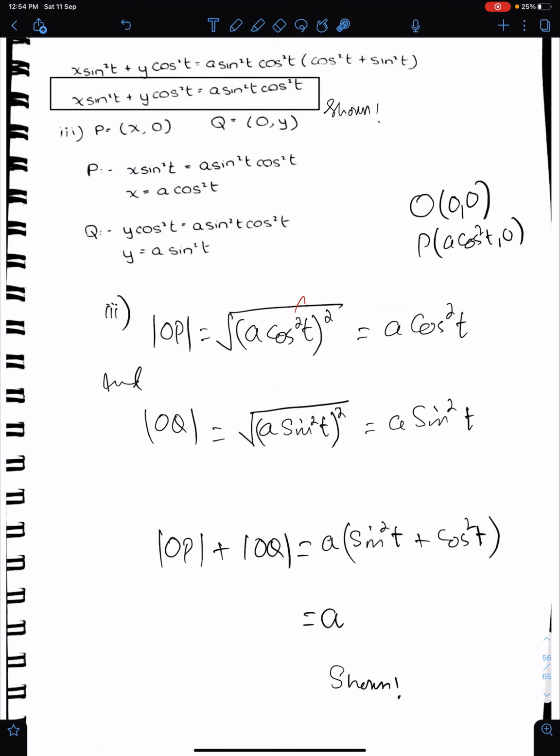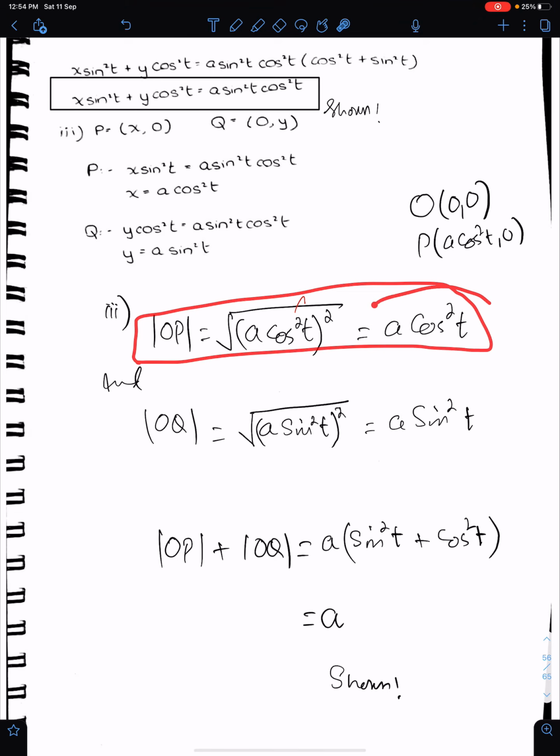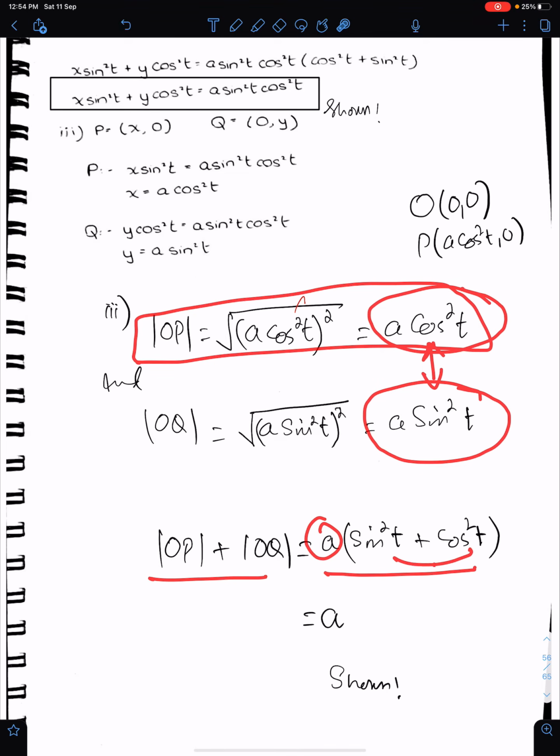So by substituting this point into this equation, we have x equals a cos square t. Similarly, we have y equals a sin square t, by substituting this into this equation. Now we need distance OP. O means 0, 0 and P means this. So by using distance formula, we have this thing. OP is this. Similarly, OQ is this. So when you will add these two, you will get this thing. a cos square t plus a sin square t. After taking a common, you have this, and this will become 1, hence shown.